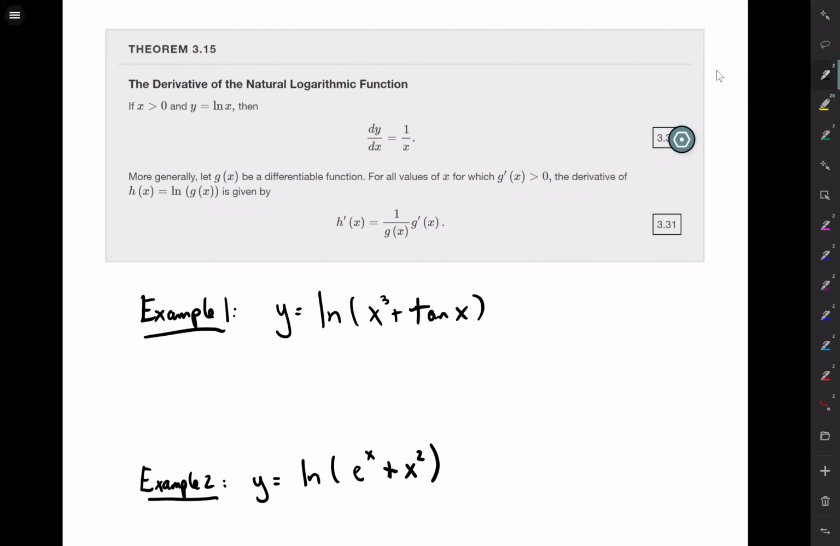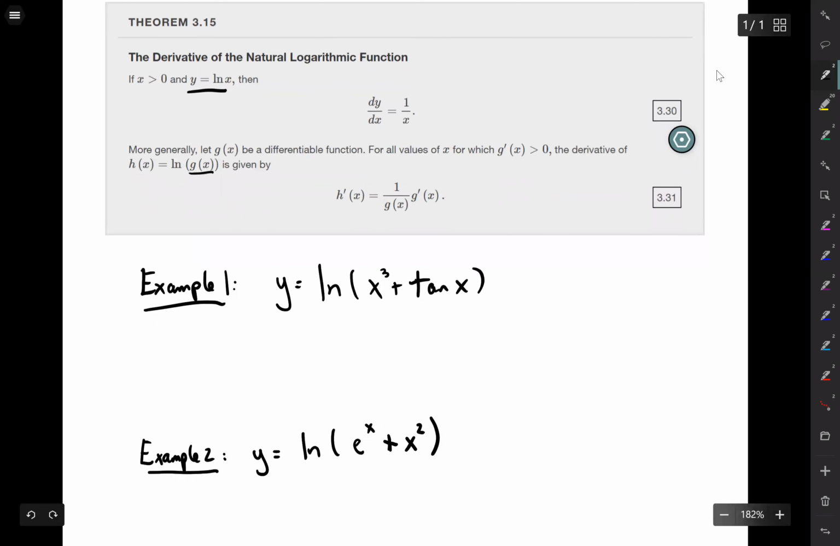Okay, next we're going to look at how to take derivatives of logarithmic functions. Theorem 3.15 says if y is just the natural log of x function, then dy/dx is 1 over x. And more generally, for the chain rule, if you have that h of x is the natural log of g of x, then it's going to be 1 over g of x times g prime of x. And that's just using the chain rule there. It's 1 over u times du/dx is essentially what we're doing there.